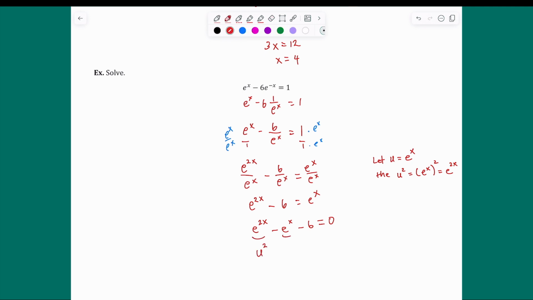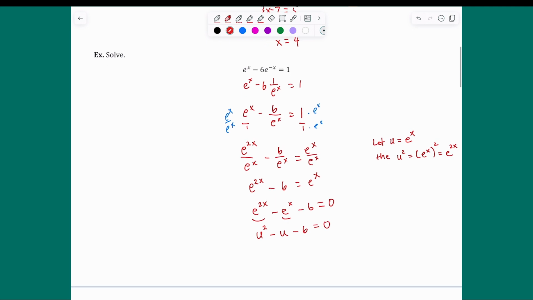And this here is u minus 6 equal to 0. And it's basically quadratic, which can be solved by factoring. And so if I factor this as u minus 3 times u plus 2 equal to 0, this will give us two solutions: u equals positive 3 and u equals negative 2.